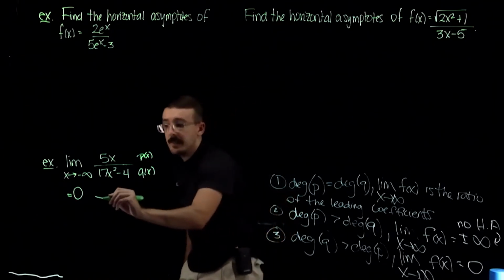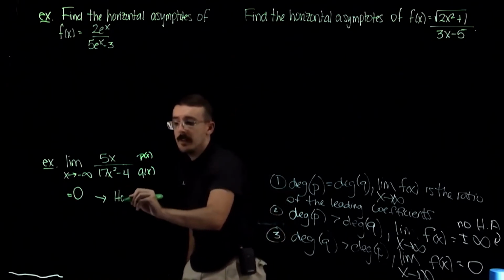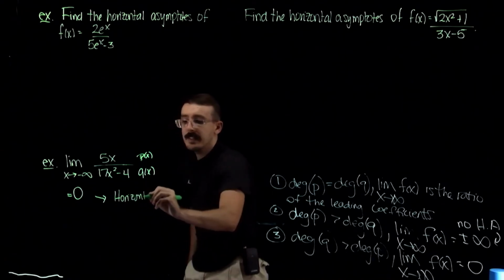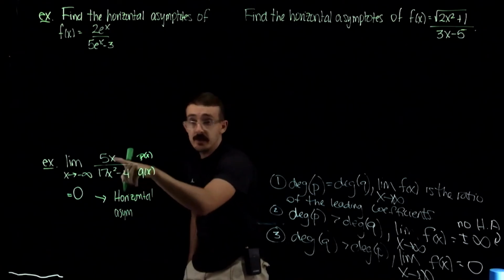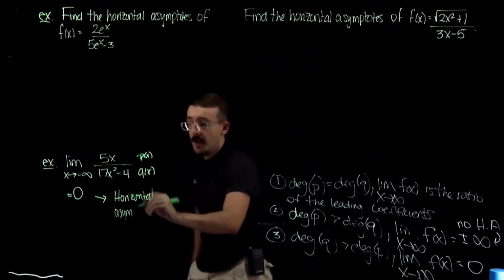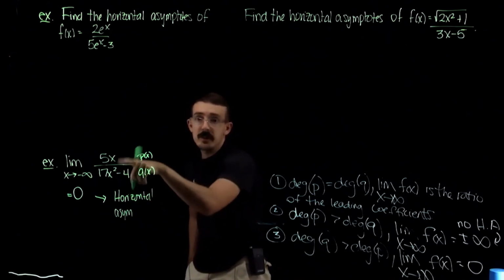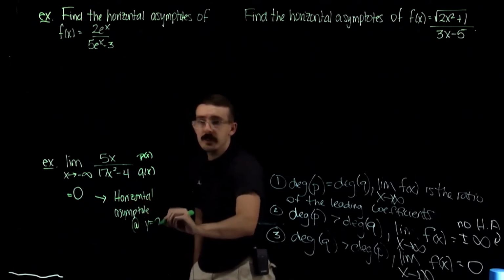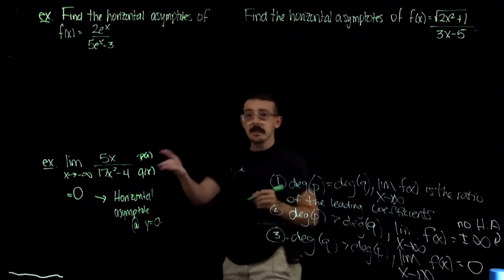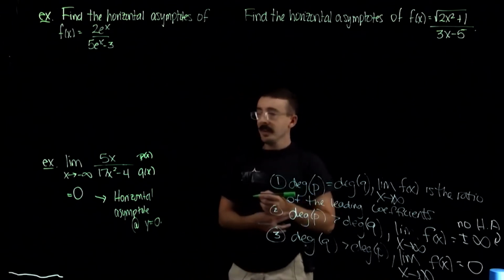And I can also say that this means that we have a horizontal asymptote for this graph right here. If this was the graph of our function, if this is the equation for our function, then its graph would have a horizontal asymptote at y equals 0. So that's what that means graphically.